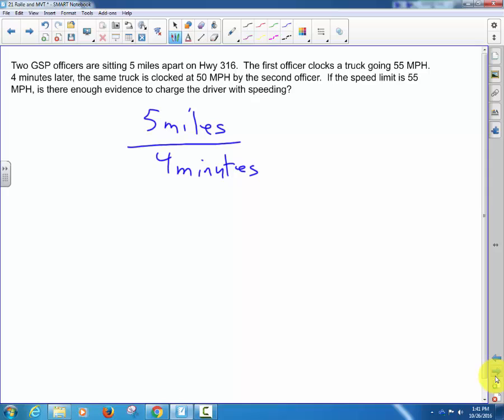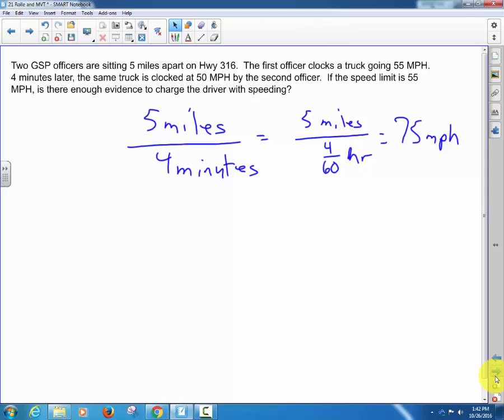Well, we usually don't measure speed in minutes. So 4 minutes is what? 5 miles over 4/60 of an hour. That works out to what, 75 miles an hour? I think that's right. Yeah, 75 miles an hour. So his average speed was 75 miles an hour.